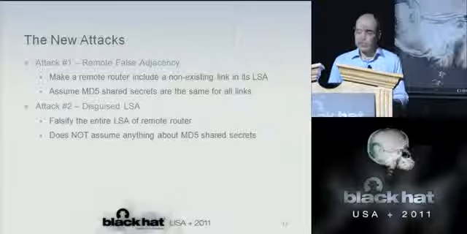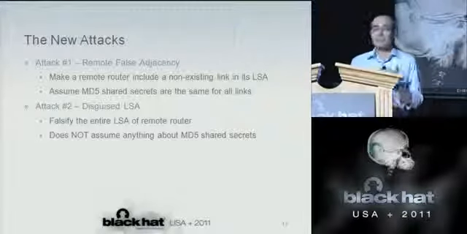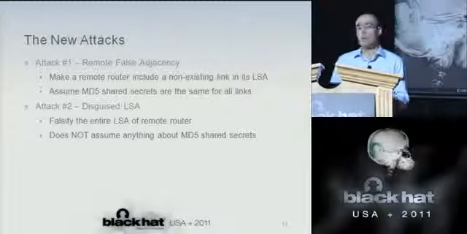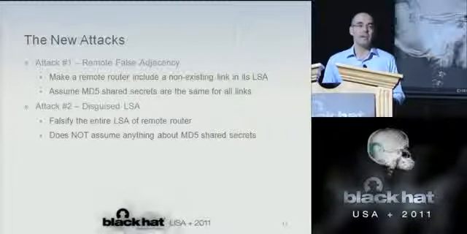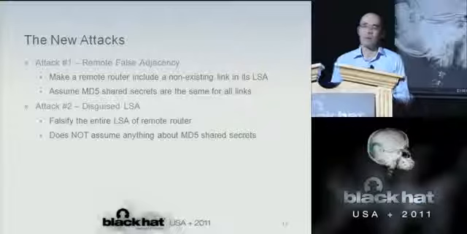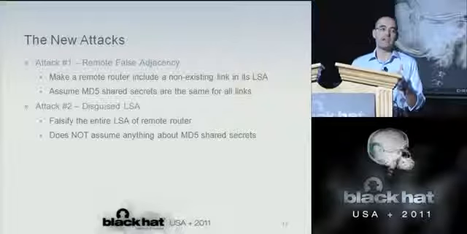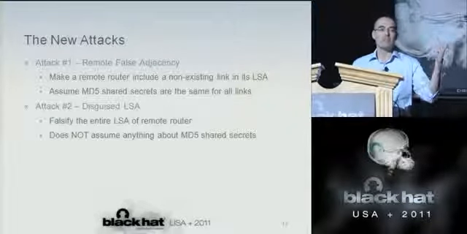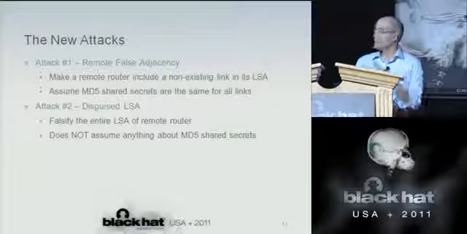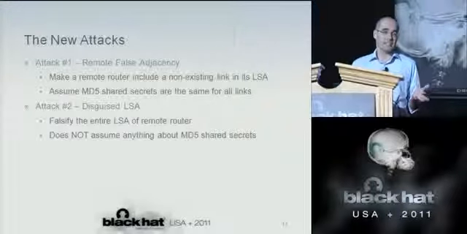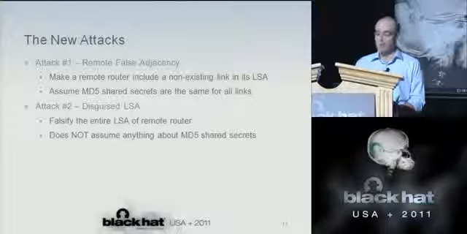Okay, so the new attacks are actually two attacks. The first attack is a remote false adjacency attack, which makes another router advertise a non-existing link to a non-existing router in its LSA, again in a persistent way. This is the first attack ever that managed to do that, to make another router advertise a non-existing link. This attack assumes that all the MD5 shared secrets in the autonomous system are equal. In many cases this is the case, but it doesn't have to be that way.